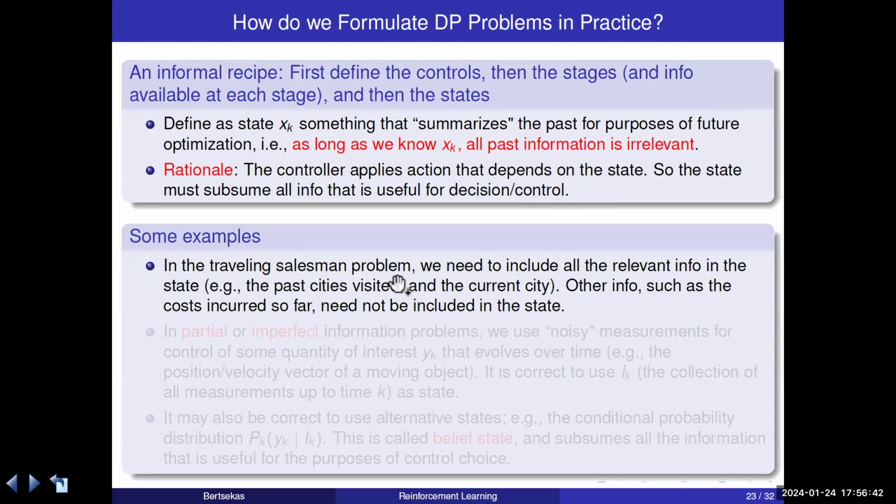Let's consider the traveling salesman problem with which you are familiar. We need to include in the state all the relevant information. The current city is certainly an important thing to know when you apply a decision to go to the next city. And you also need to know what the past cities that you visited are, because that's how you know what your options are for the next city. Other information, such as the cost of visiting previous cities in the tour, doesn't matter. It is not important, and need not be included in the state, although technically it could be.